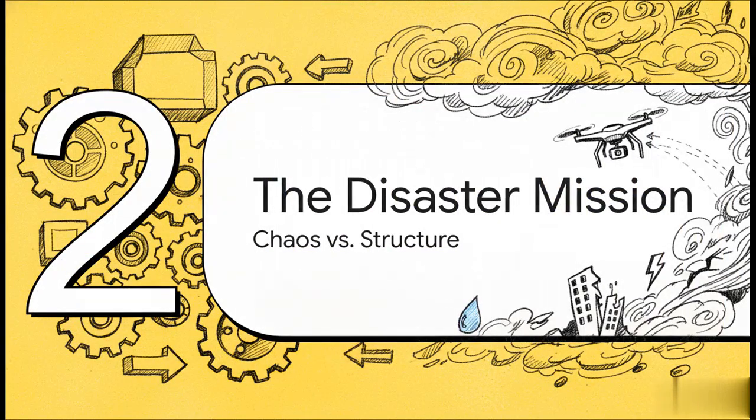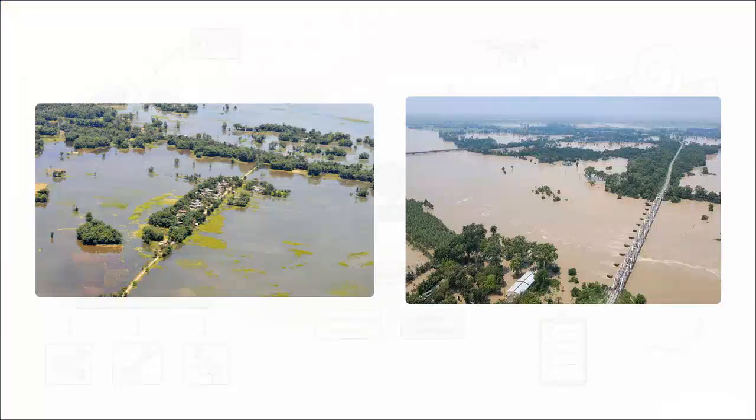Section 2. Defining the disaster mission. Chaos versus structure. Picture this. The landscape is completely submerged. Total chaos. When the local disaster management authority needs to deploy an aerial system to assess just 1 square kilometer of this flood, their demands are intensely specific.